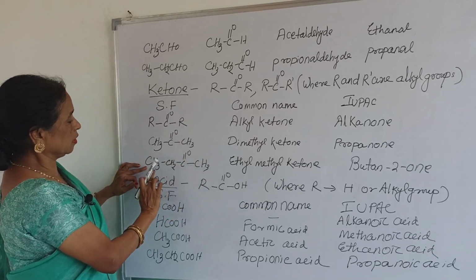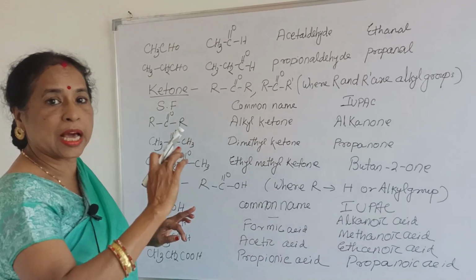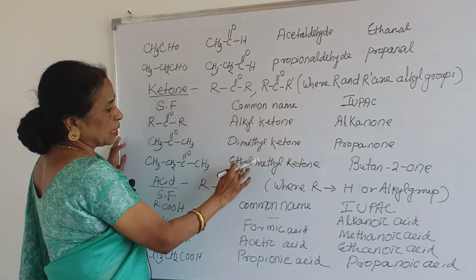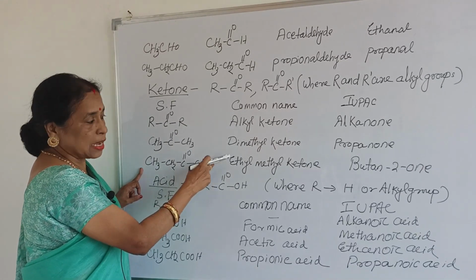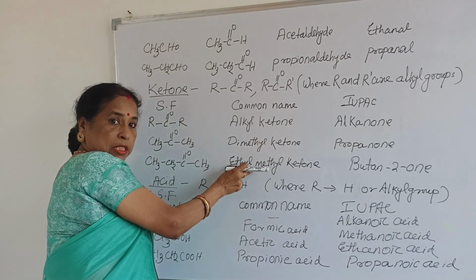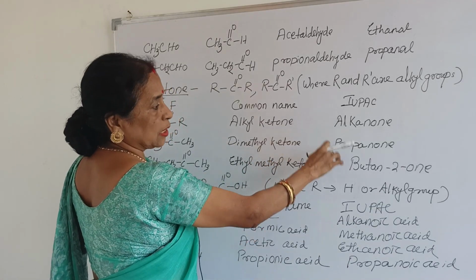Then come to CH3CH2C double bond O CH3. Totally how many carbons? 1, 2, 3, 4. 4 means but, but means butanone. Then by common name, this side is ethyl group, this side is methyl group. Alphabetically ethyl will come first. That is why ethyl methyl ketone. And what is IUPAC name?